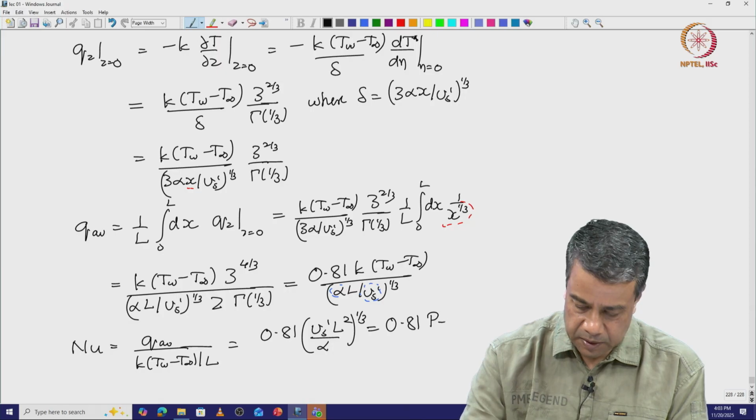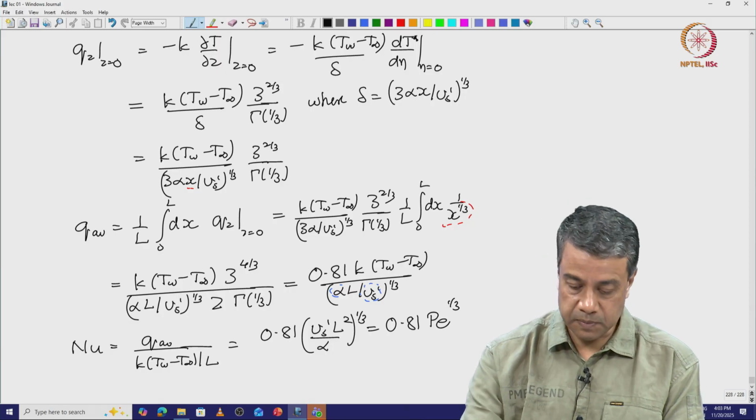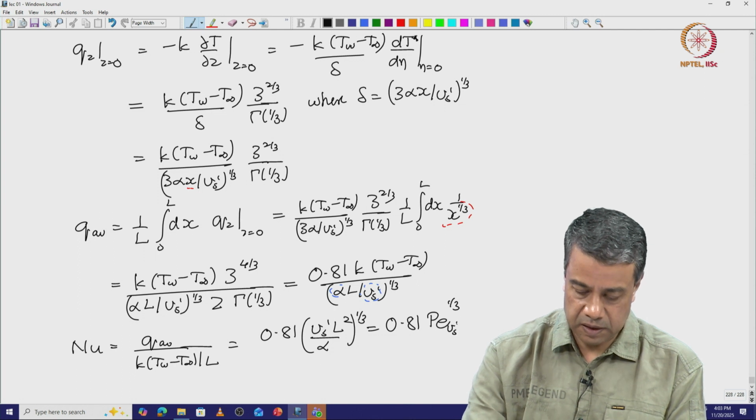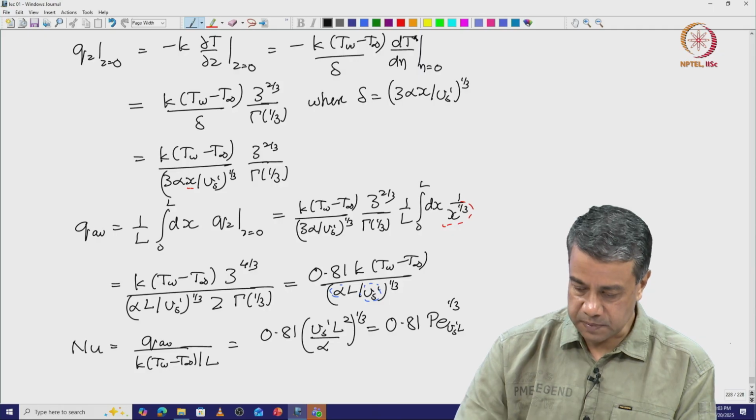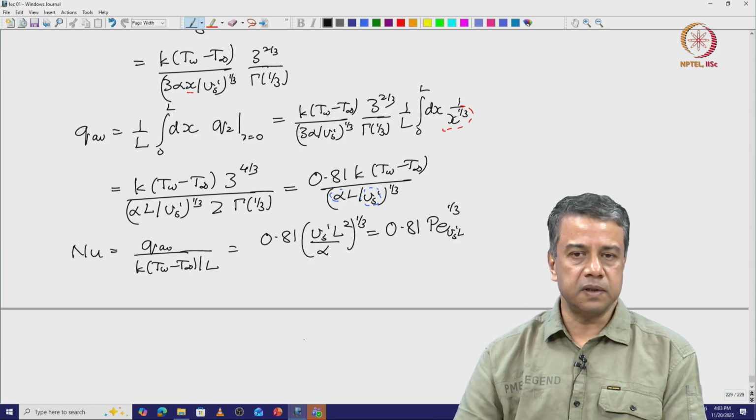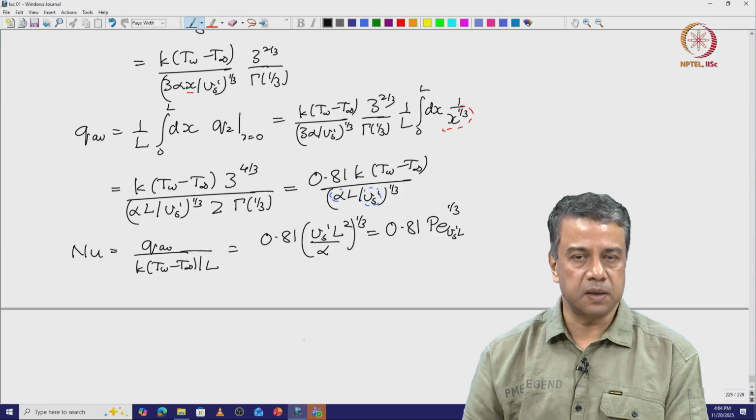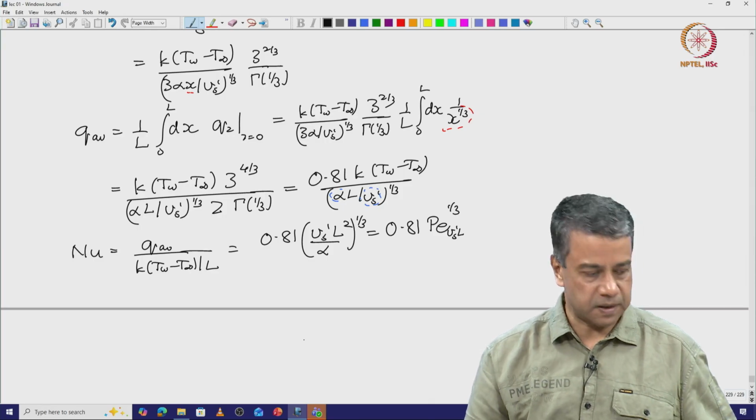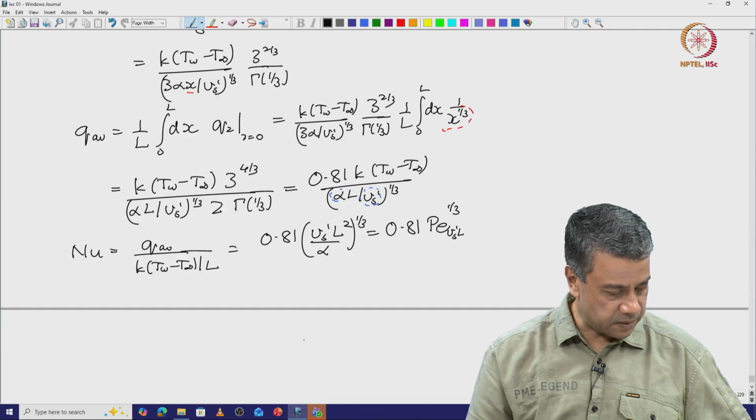into the Peclet number power 1/3, where the Peclet number is not based upon the velocity, but rather the velocity gradient and the total length. Okay. It is not based upon the velocity, but it is based upon the velocity gradient and the total length. Okay. So, that is how you use a similarity variable, similarity solution to get the Nusselt number correlation for the flow past a flat plate. Okay.